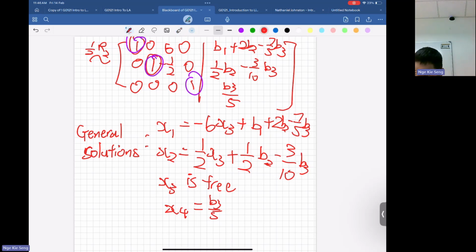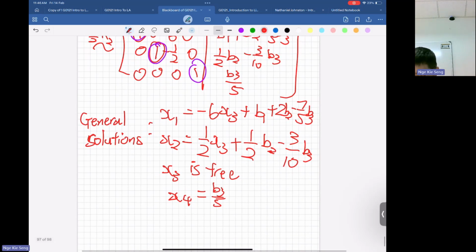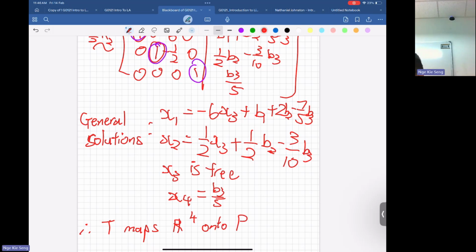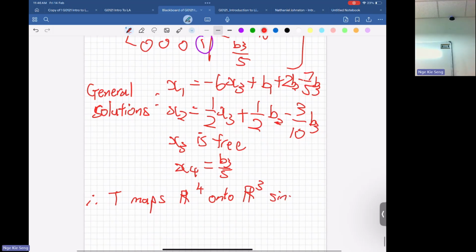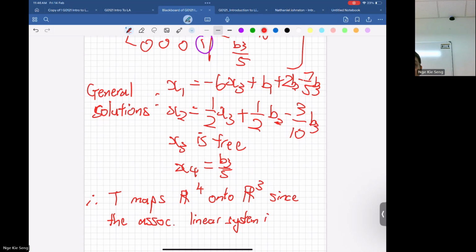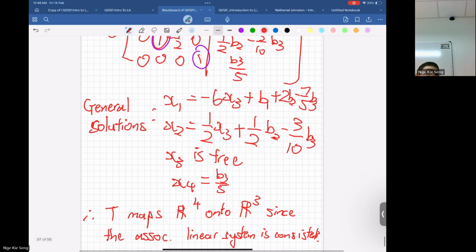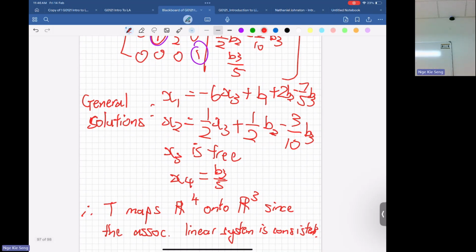So what's the conclusion here? T maps R4 onto R3 since the associated linear system is consistent. So you can find the pre-image. You see, we turned a story about consistency into an onto linear map. Any questions so far?